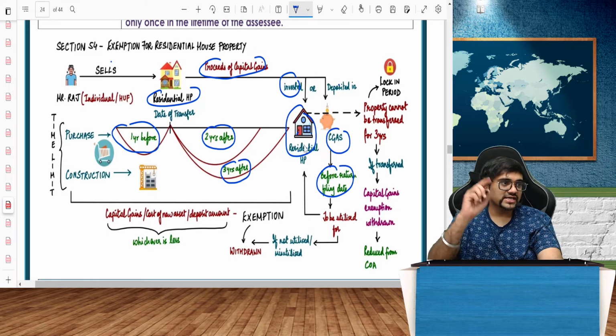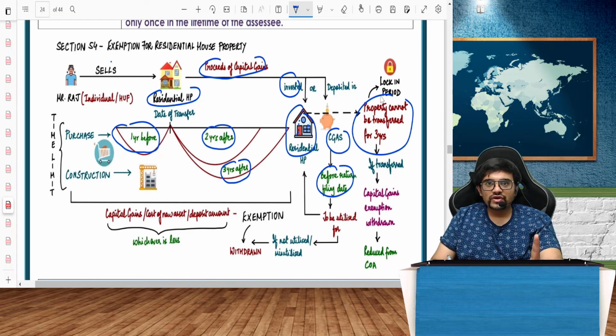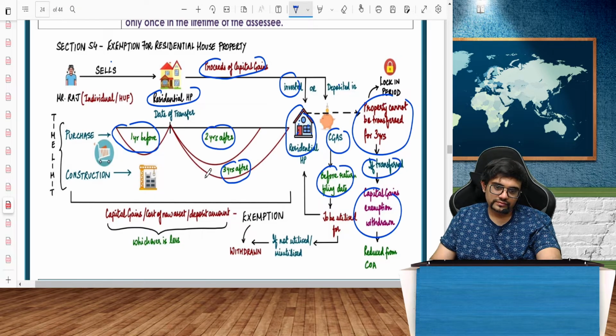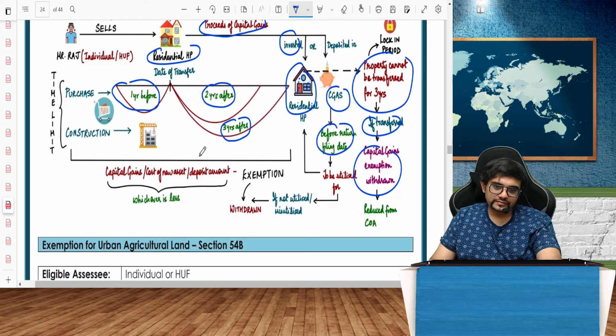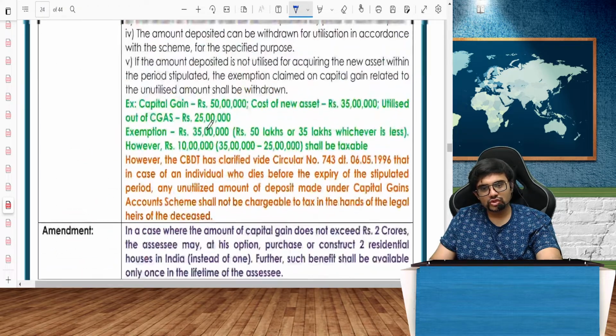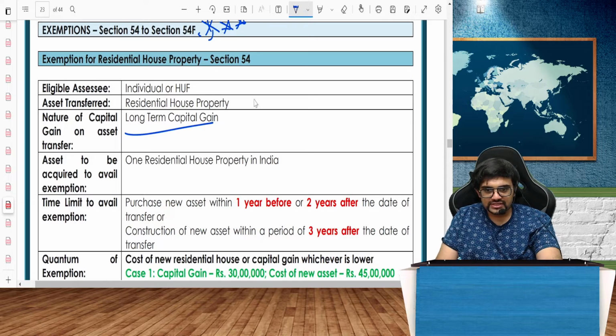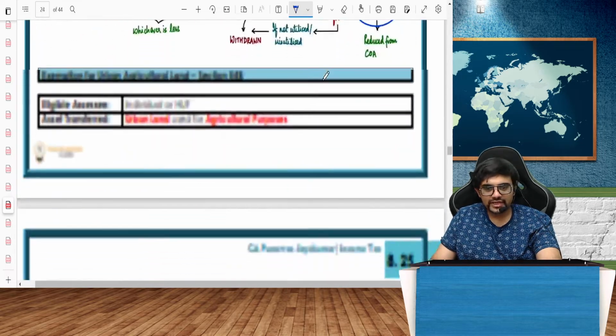But there is a catch. For this property that you purchase, there is a lock-in period of 3 years. If you transfer it within 3 years, whatever was exempted before will be withdrawn. Correct? Very, very simple. Long-term capital gain, selling one house property, buying one more residential house property. Next.